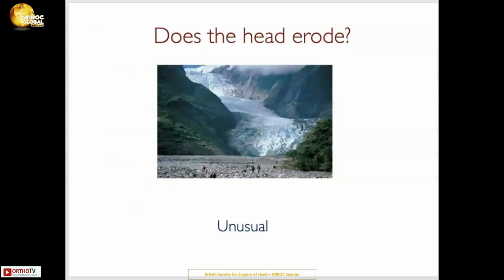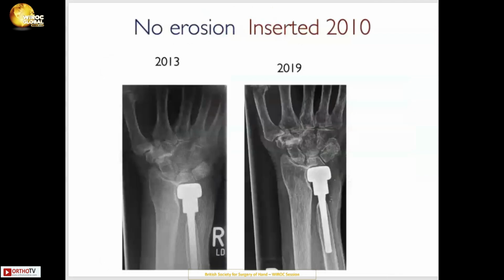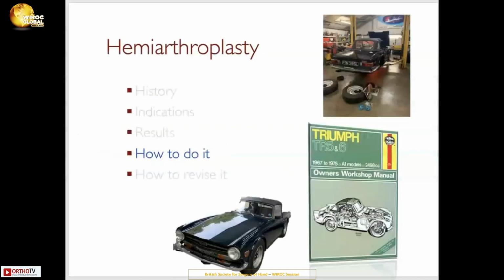The big question, I suppose, is does the ulnar head erode like this glacier here? Huge load against a soft background. This is the key question. Well, we've looked at some of ours. Here's a gap of 6 years with no erosion. Here's another one put in 2010. There's been no erosion, still doing well. We've had 5 cases of erosion, back in 2013 at least. At that time they're asymptomatic, but one of them's now come out of the woodwork, and I revised this, I'll show you later, in 2021.